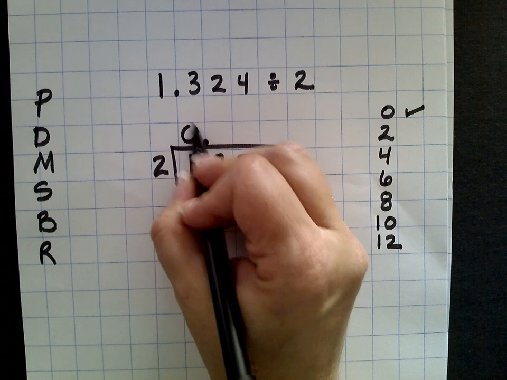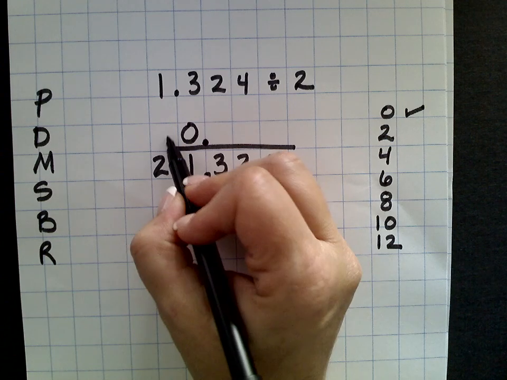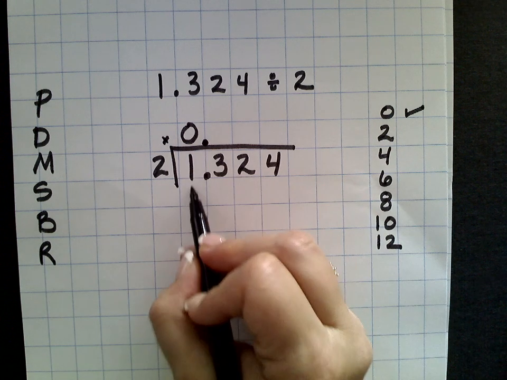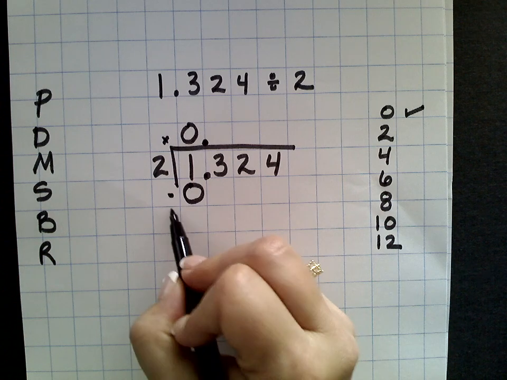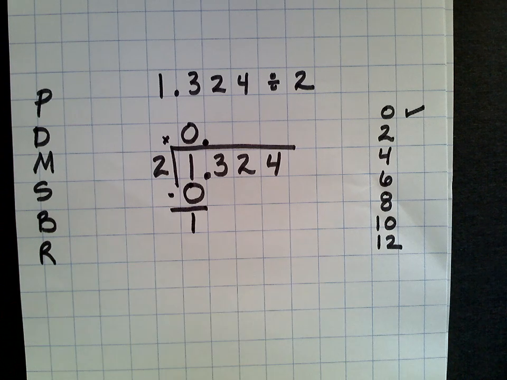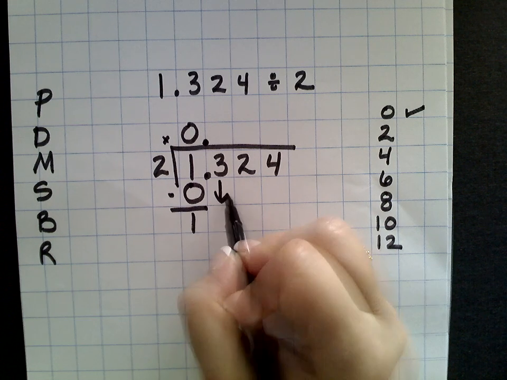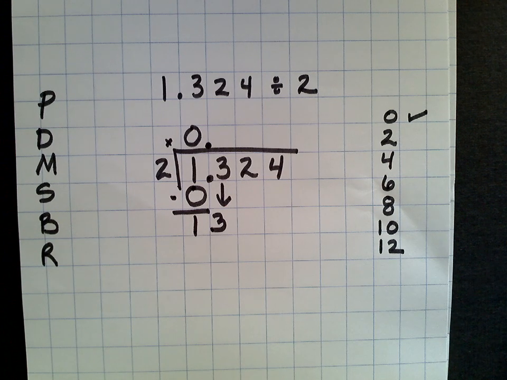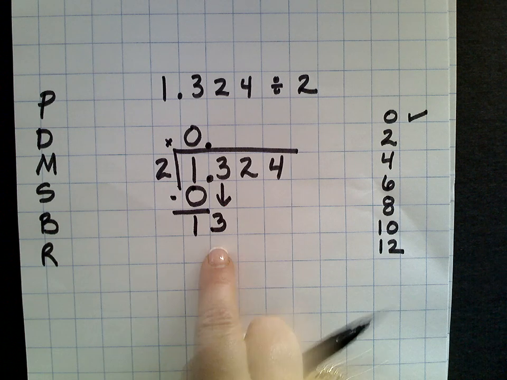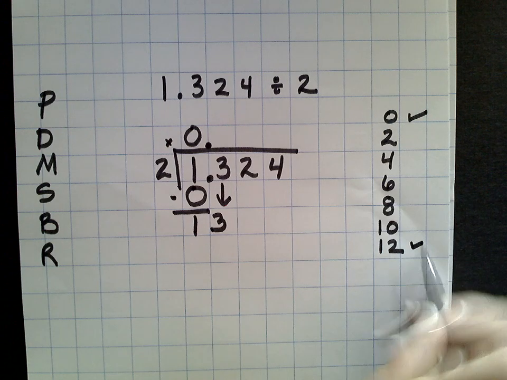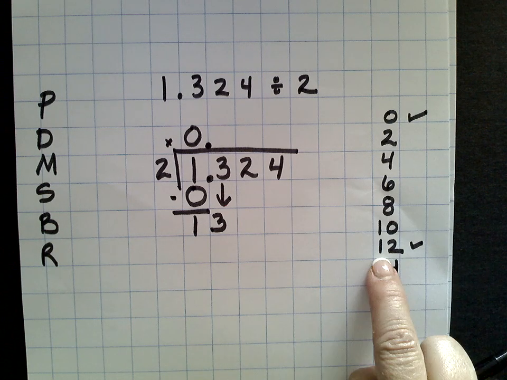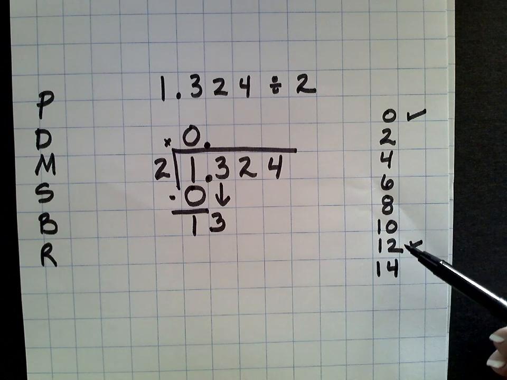That 0 goes up. That was my divide. Put a little multiplication symbol. Now we're multiplying. 0 times 2 is 0. Now we're subtracting. Now we're bringing down. Now it's our Rover repeat. So 2 goes into 13. I'm thinking right there because my next multiple would be 14. So that would be times 6.